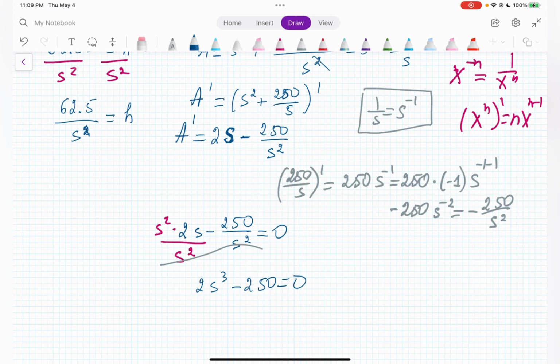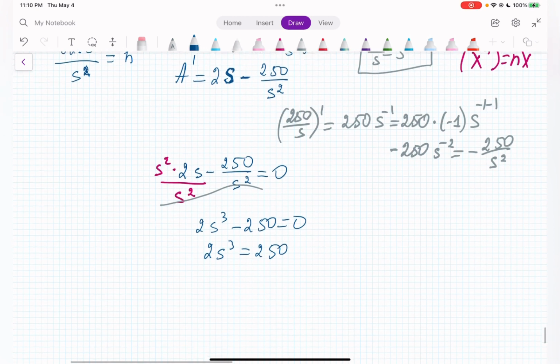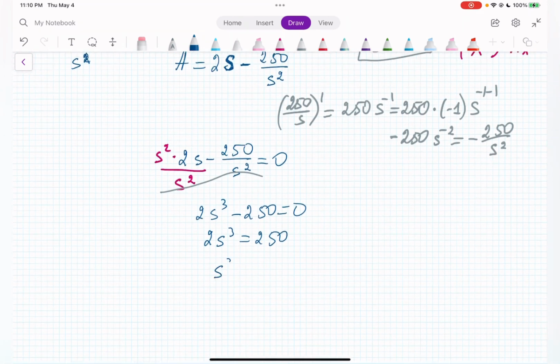So 2s cubed equals 250. From here, s cubed is equal to 125. And s is going to be equal to 5. If you take the cubic root of 125, you are going to get s that is equal to 5.